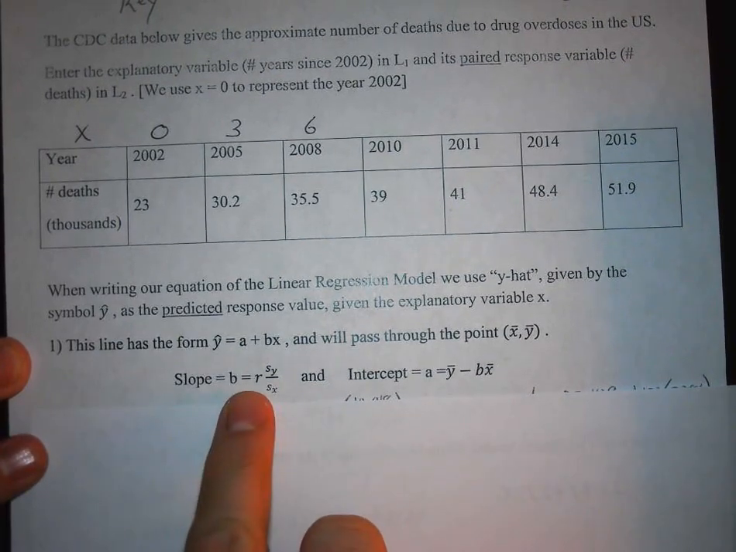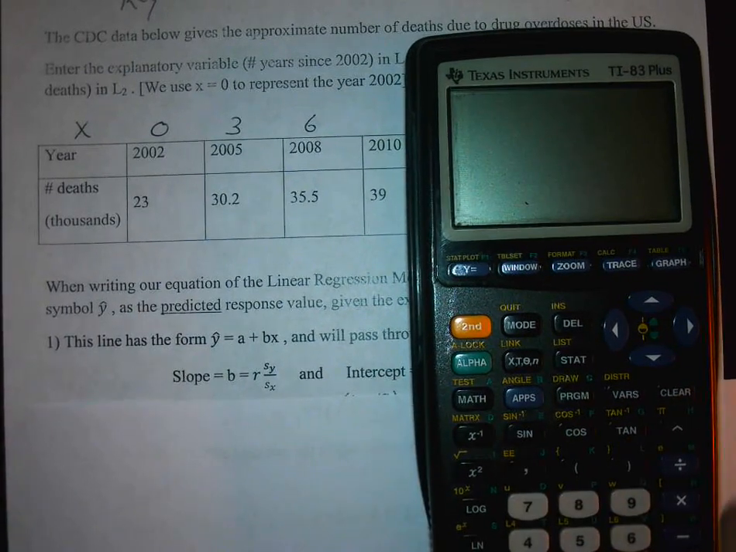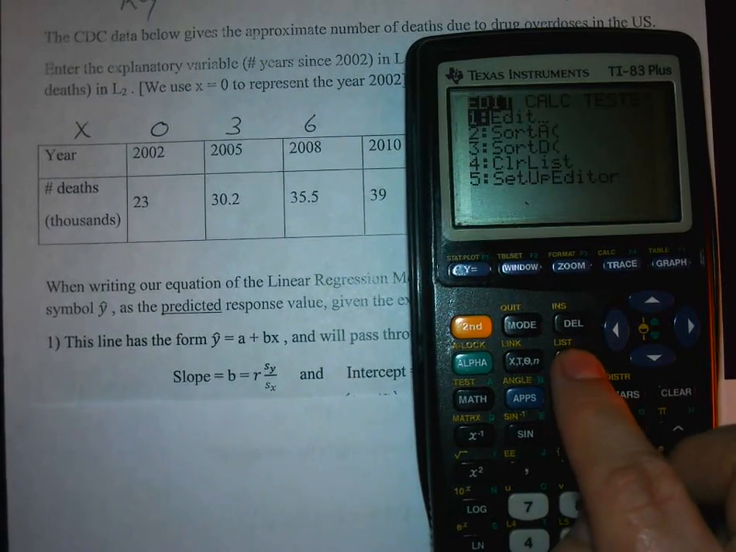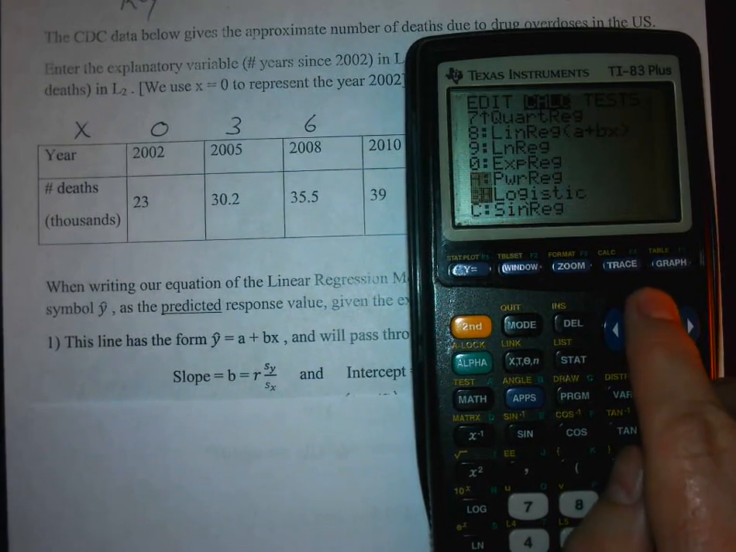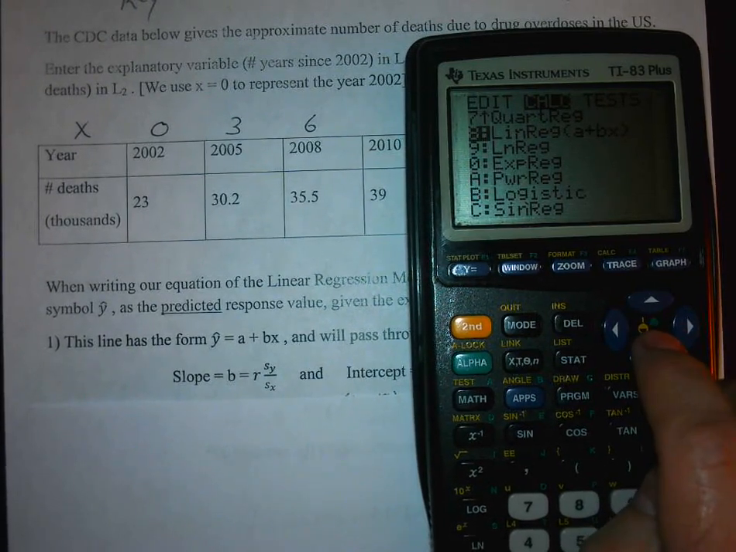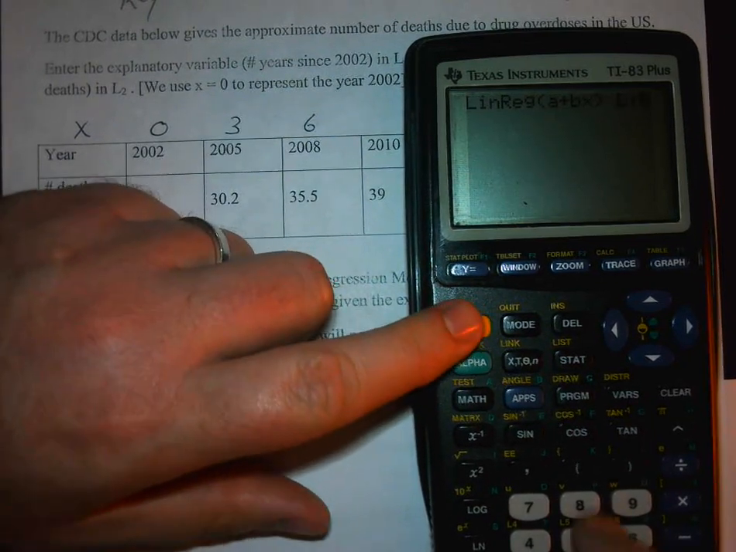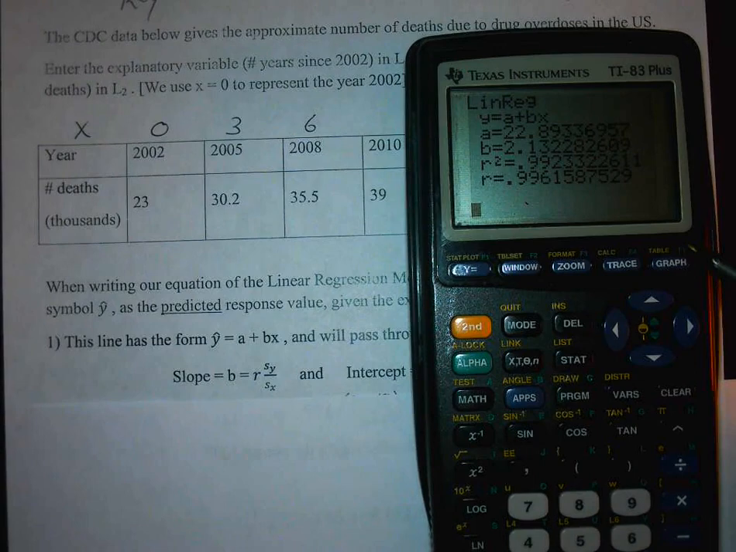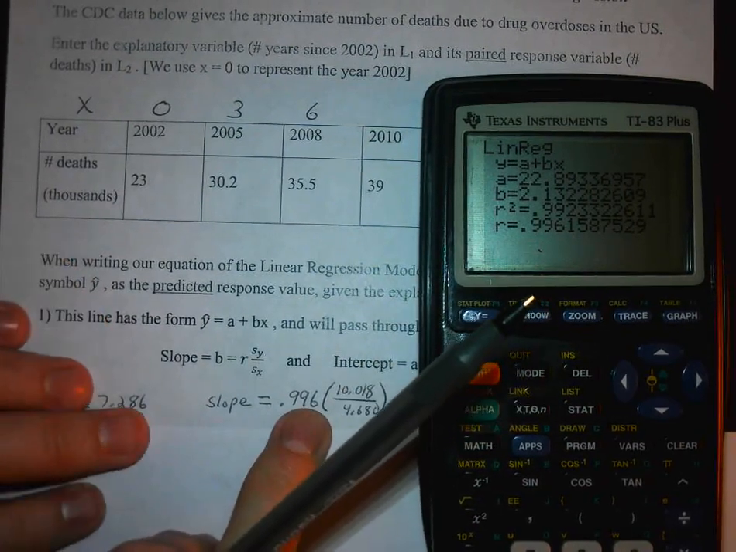For the slope, we want to find the r value. We should have done this in our correlation video, but we'll do it again just to practice it. We have our values in list 1 and list 2. So we're going to press stat, calculate. We scroll down to the LinReg a plus bx, press enter, and then list 1, comma, list 2. That gives us our r value of 0.9962. That's what r is. I just used 0.996 on my answer key.